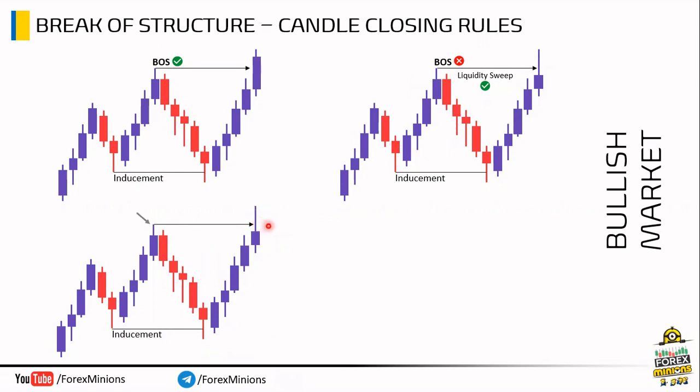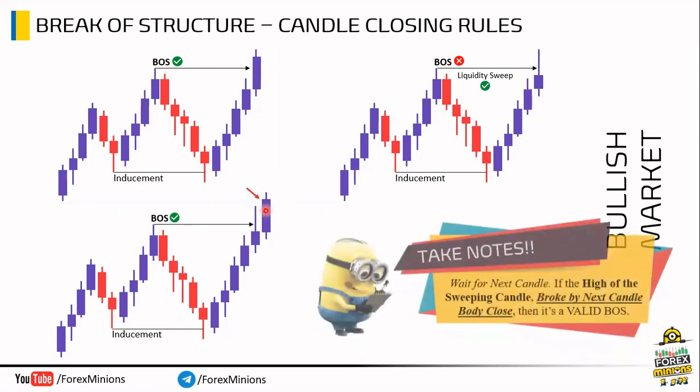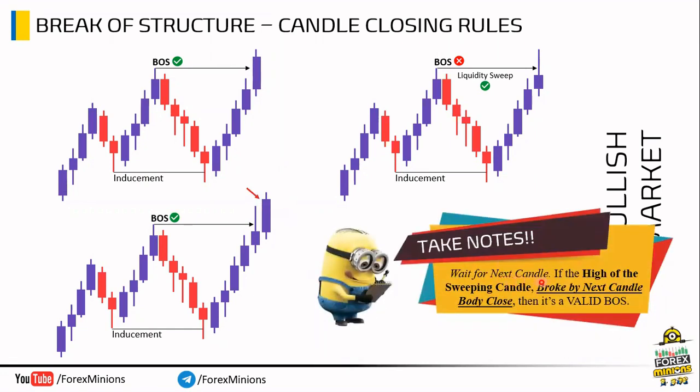But, wait. What if the next candle breaks this sweeping candle high? I mean, if the next candle opens and closes above the high of this candle, then this break will be a valid BOS. Because as per the second rule, we need a candle closing above the previous highest candle's high. Now, take notes. Always wait for the next new candle. If the high of the wick of the sweeping candle is broken and taken out by the next candle's body closing, then this is also a valid break of structure.